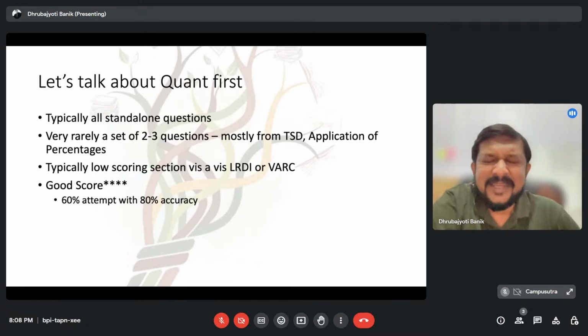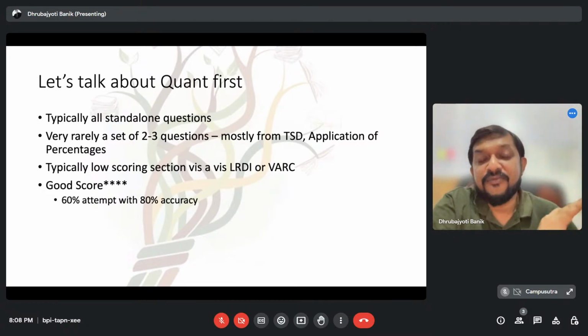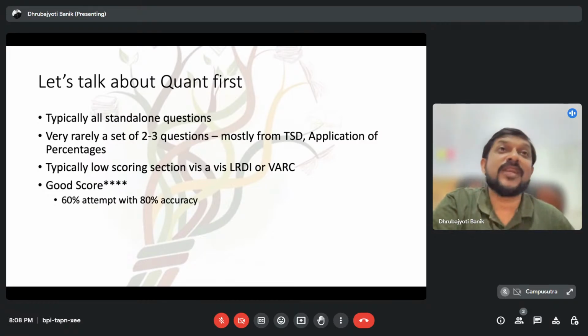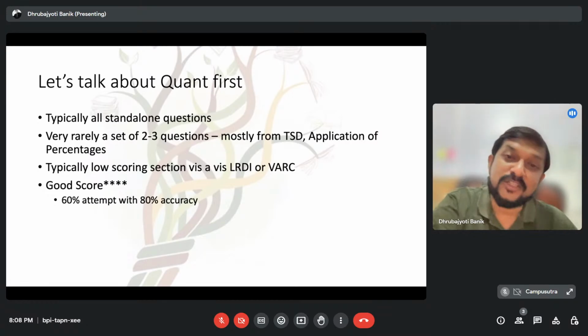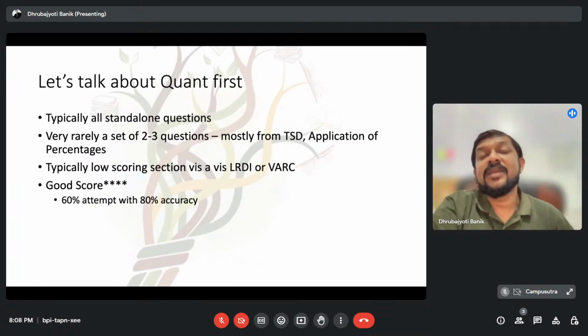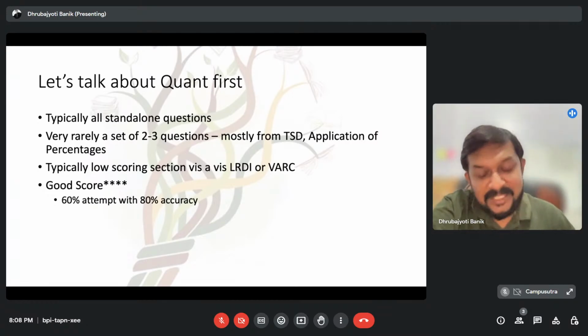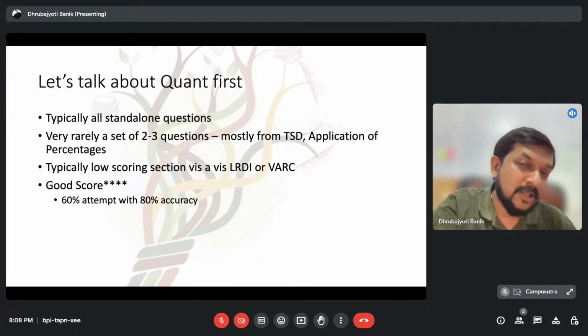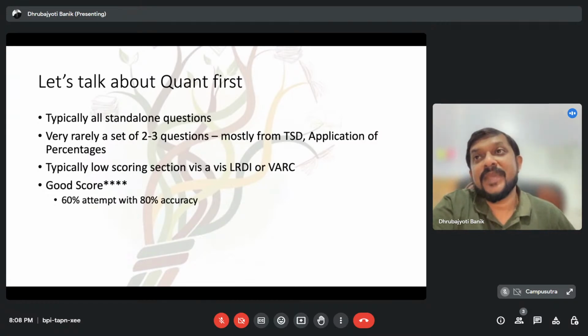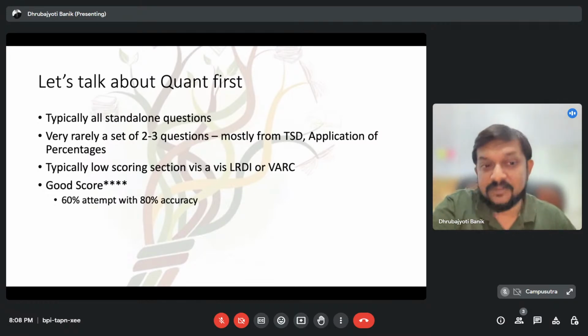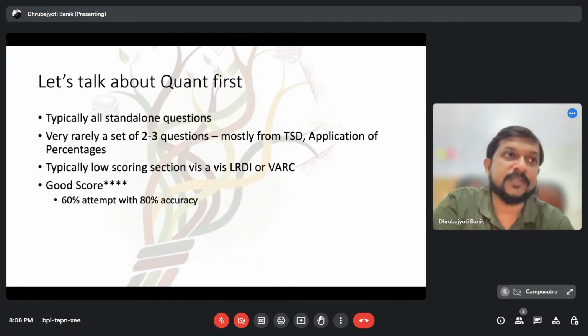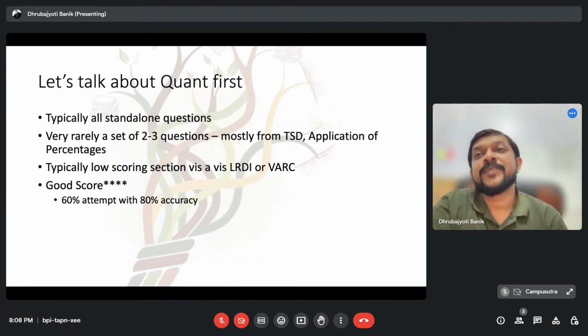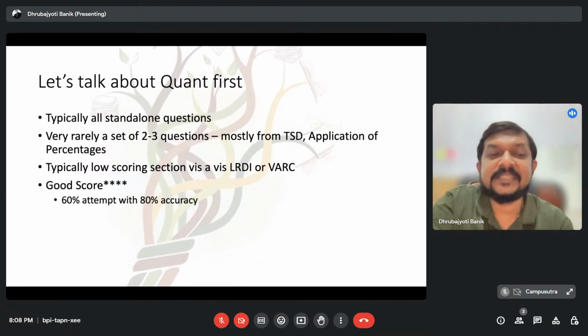So there is an inherent fear about the subject, and trust me, it is not only true for the non-engineers, it is also true for the engineers. Even engineers and science students are not the best when it comes to quantitative aptitude. They can still solve the question, but can they solve it the best way? We will talk about it as we move forward. But yes, not really.